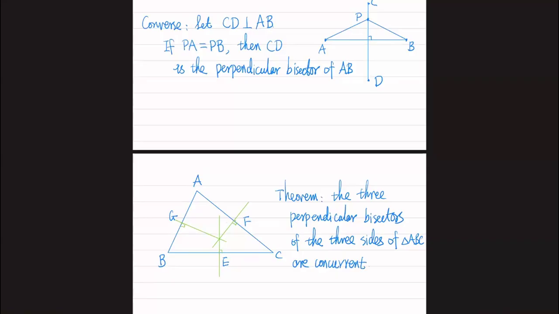Very important theorem. For each side, we find the midpoint, draw a perpendicular line. Midpoint, draw a perpendicular line. Midpoint, draw a perpendicular line. So we have three perpendicular lines. It turns out they are also concurrent. And this has important applications. This will give us a circle that contains the three vertices of the triangle.